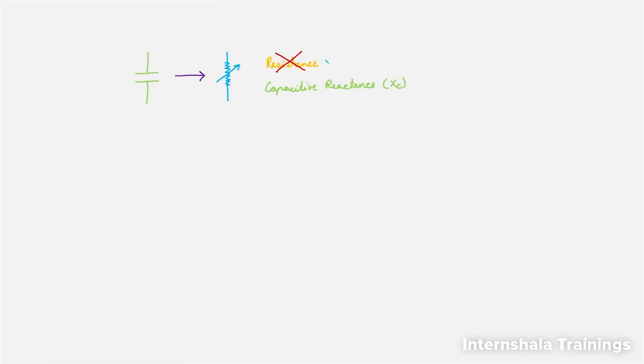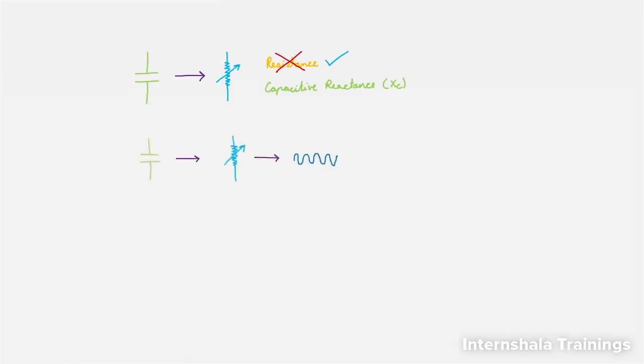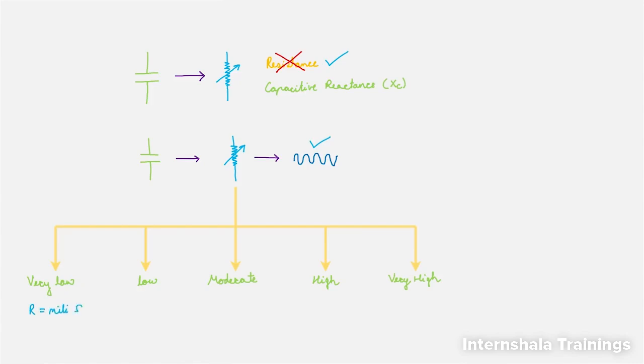There is an animal called the chameleon, and it changes its color as per its surrounding. In the same way, a capacitor changes its resistance based on the property of the signal. What resistance the capacitor provides depends on the frequency of the signal, or the frequencies present in the noise. For some frequencies, the capacitor provides very low resistance, and for some frequencies it provides very high resistance.